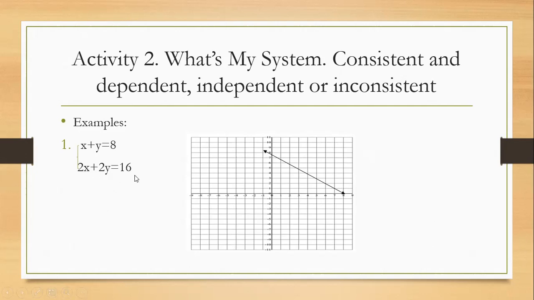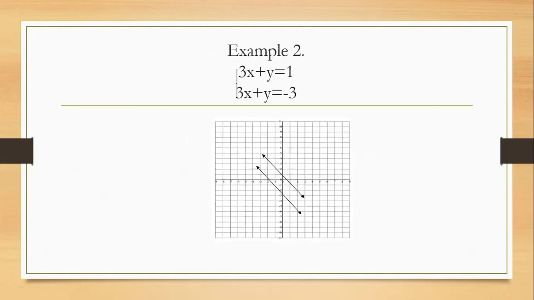For the second equation, 2x plus 2y equals 16, you're going to transform that on the other side. It will become 2y is equal to -2x plus 16. Divide both sides by 2. So our equation is also x plus y equals 8. So it has the same slope and the same y-intercept. Therefore, our line is coinciding. What system of linear equation is that? It is called consistent and dependent.